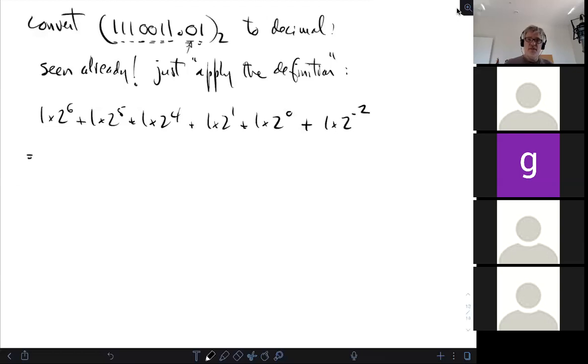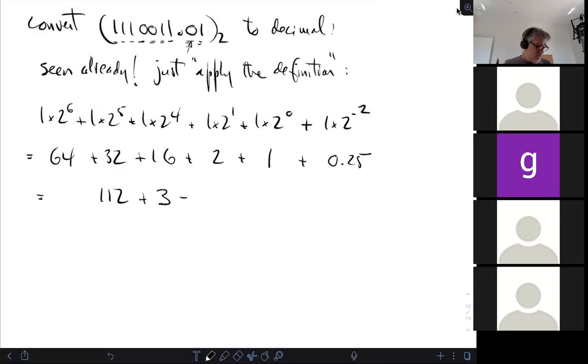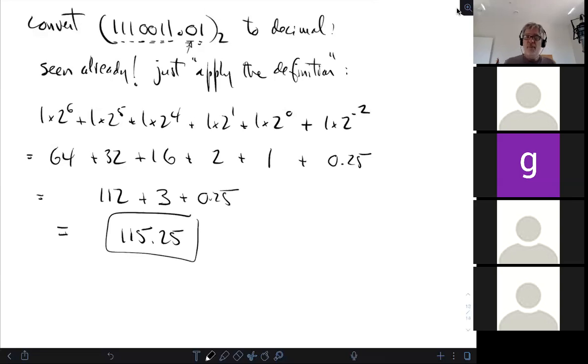So 2 power 6 is 64. 2 power 5 is 32. 2 power 4 is 16. This is 2. This is 1. And I'll write it in decimal immediately. That's 1/4, which is 0.25. So this will be 112 plus 3 plus 0.25. So I get 115.25. Hopefully, yes. Okay. So converting from binary to decimal is just basically reading off the number as we know it's supposed to mean.